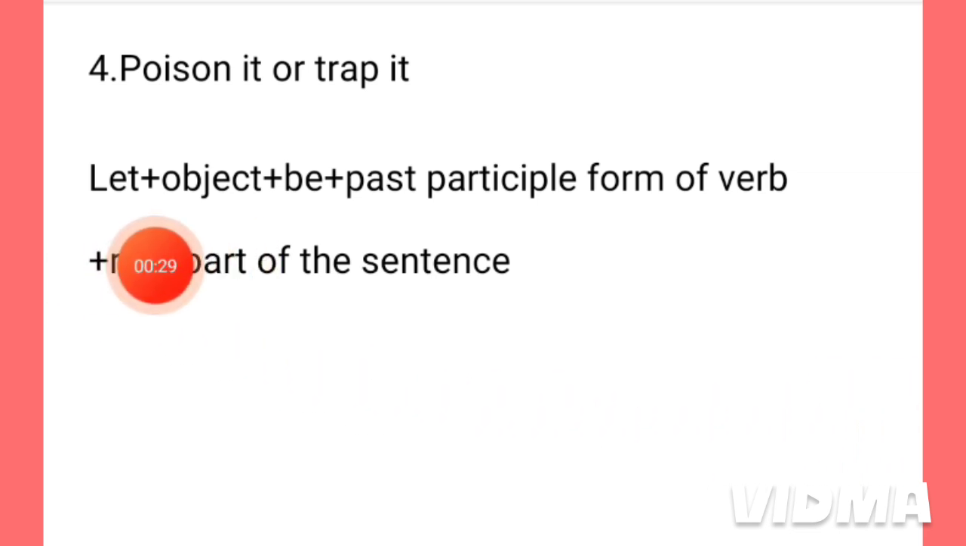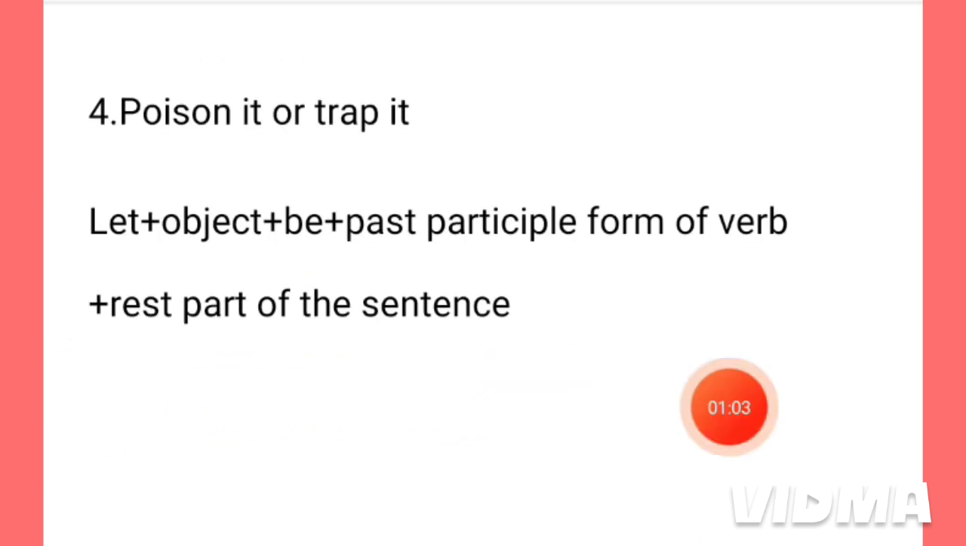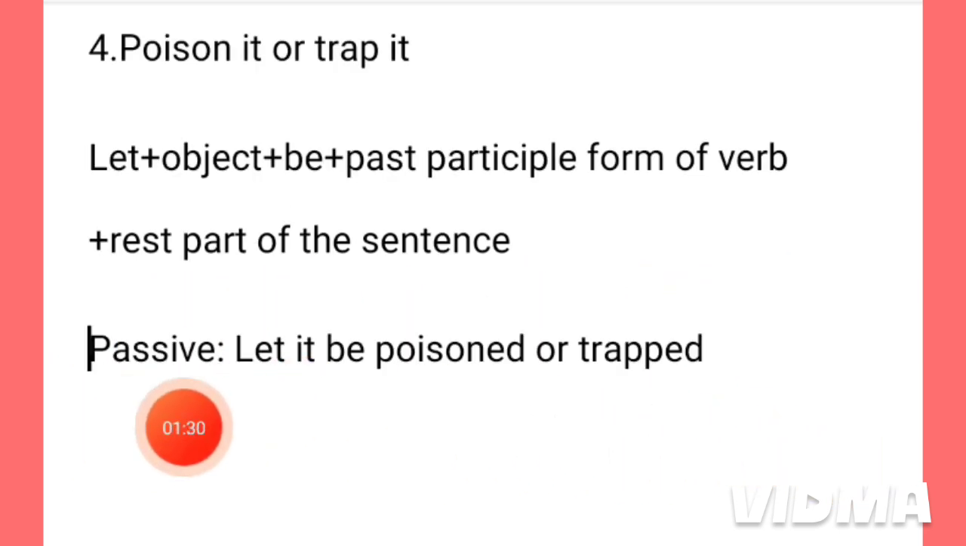First, write let, then the object, then a be verb, then the past participle form of the verb, then the rest part of the sentence. We have already discussed this rule in the beginning of this discussion. This is the passive voice.